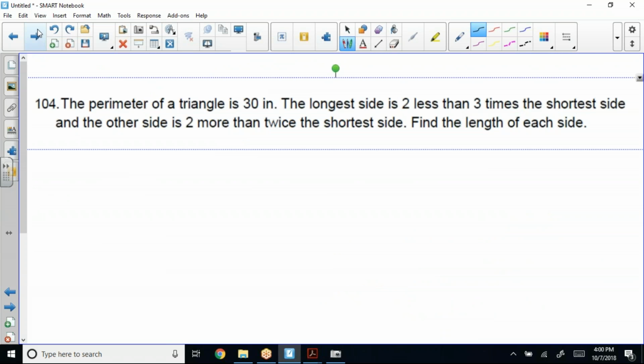So, okay. All right, Dex, let's look at yours. The perimeter of a triangle is 30 inches. So we know perimeter equals 30, right? The longest side is 2 less than 3 times the shortest side. Oh, snap.